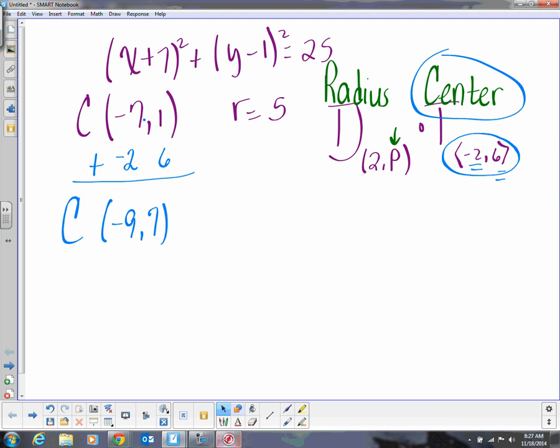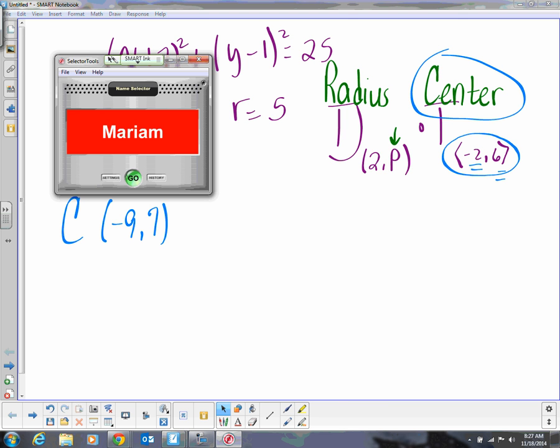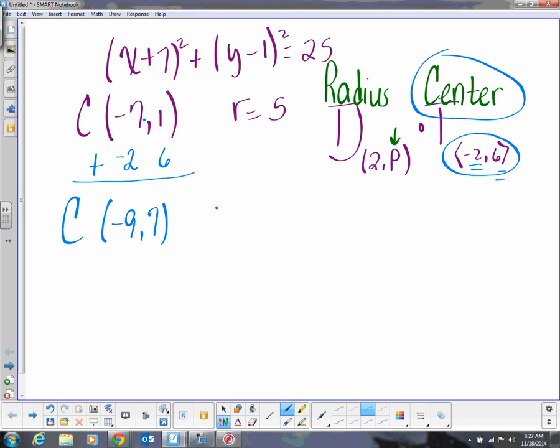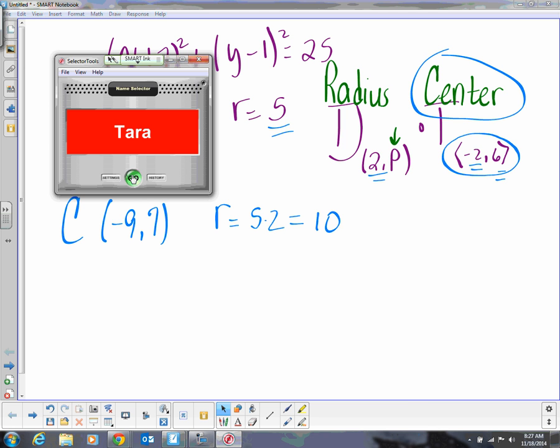All right, now we're going to do the dilation. It involves the radius only. Tara, what am I supposed to do to this radius? So my new radius is 5 times 2, or 10. But that doesn't finish the problem because I asked for the equation of this circle. Mackenzie?